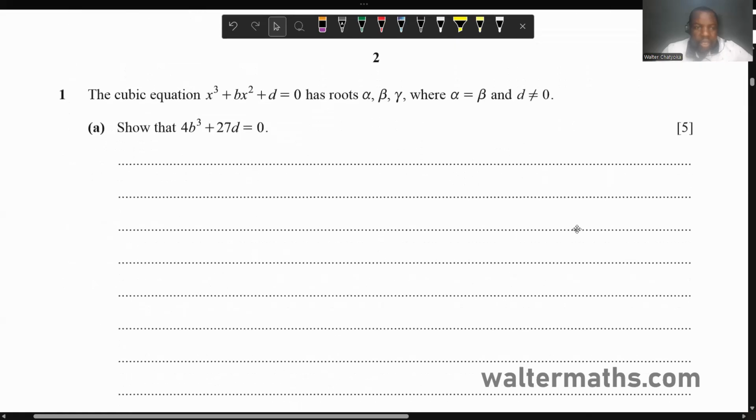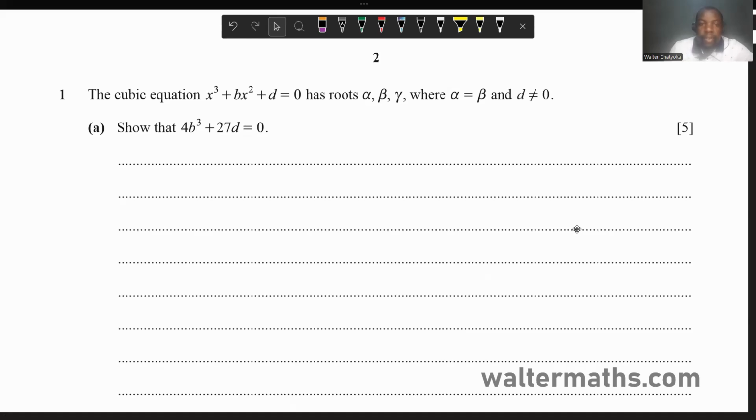All right, so we're starting with question number 1, and it says, the cubic equation x cubed plus bx squared plus d equal to 0 has roots alpha, beta, gamma, where alpha is equal to beta and d is not equal to 0. So on part A, show that 4b cubed plus 27d is equal to 0.